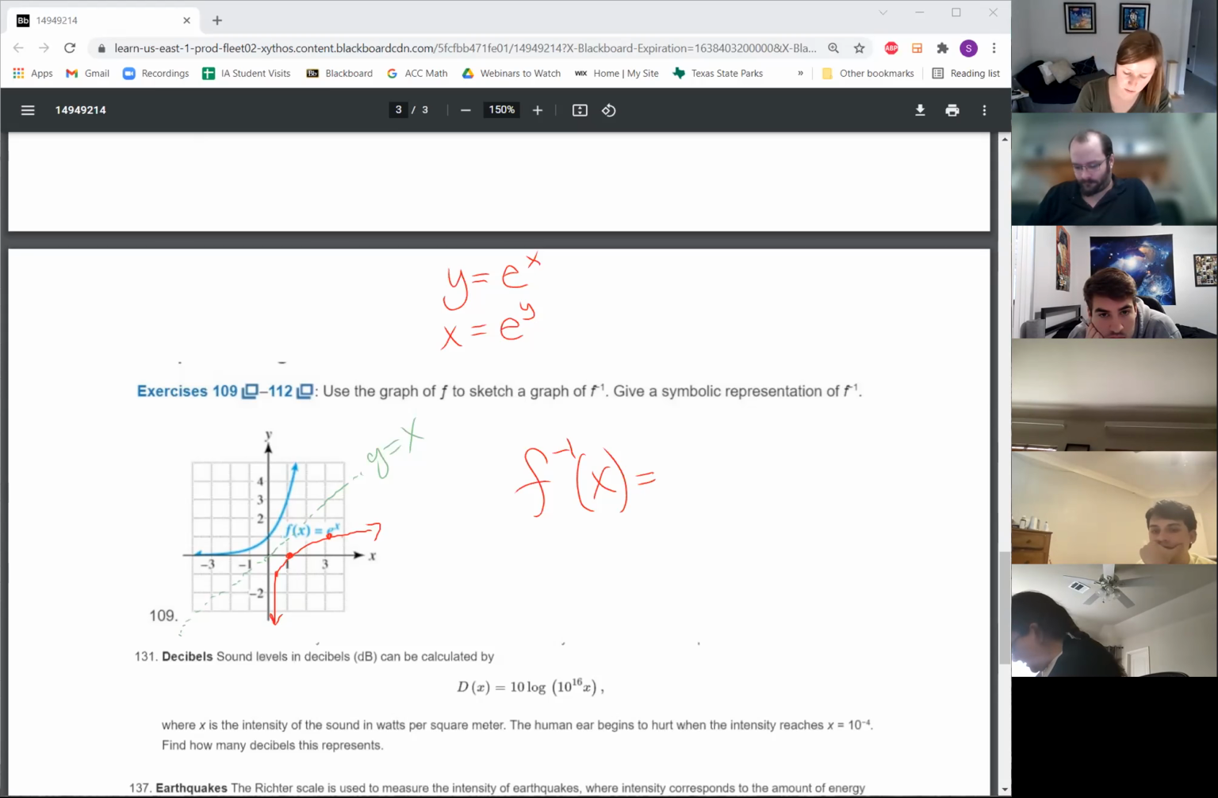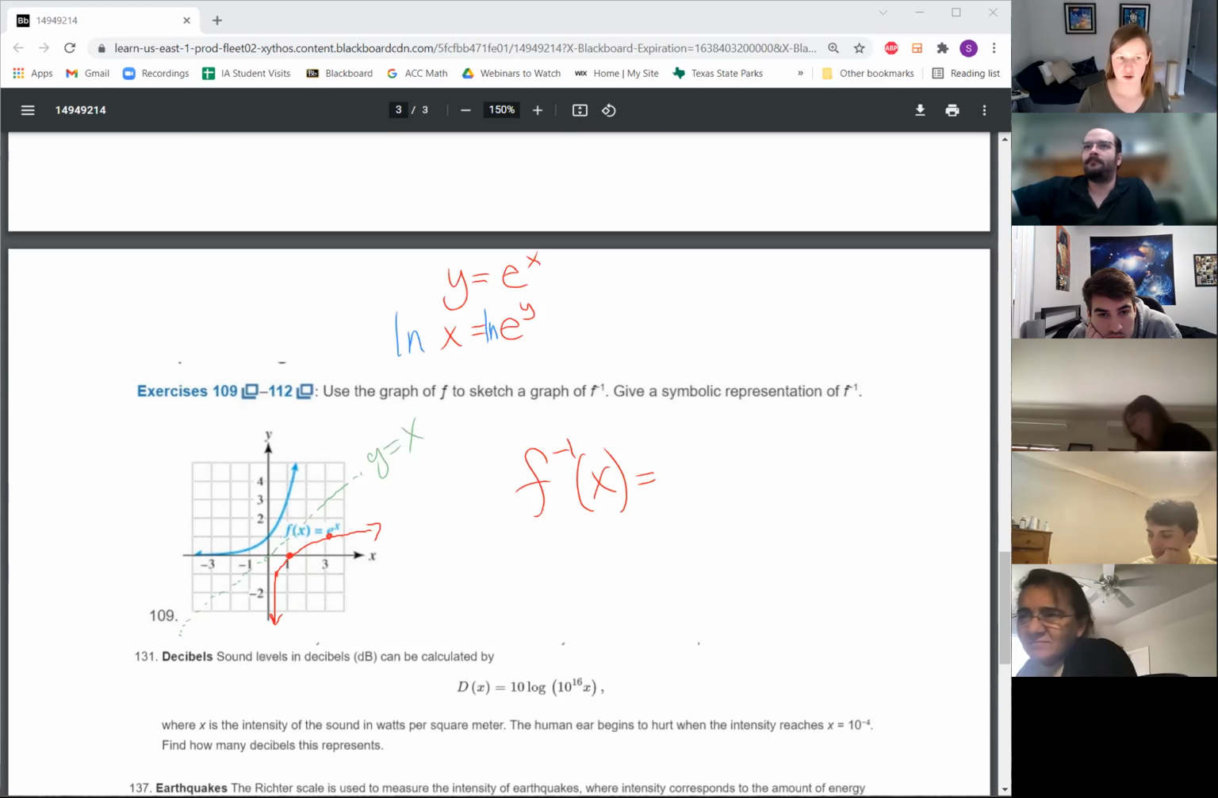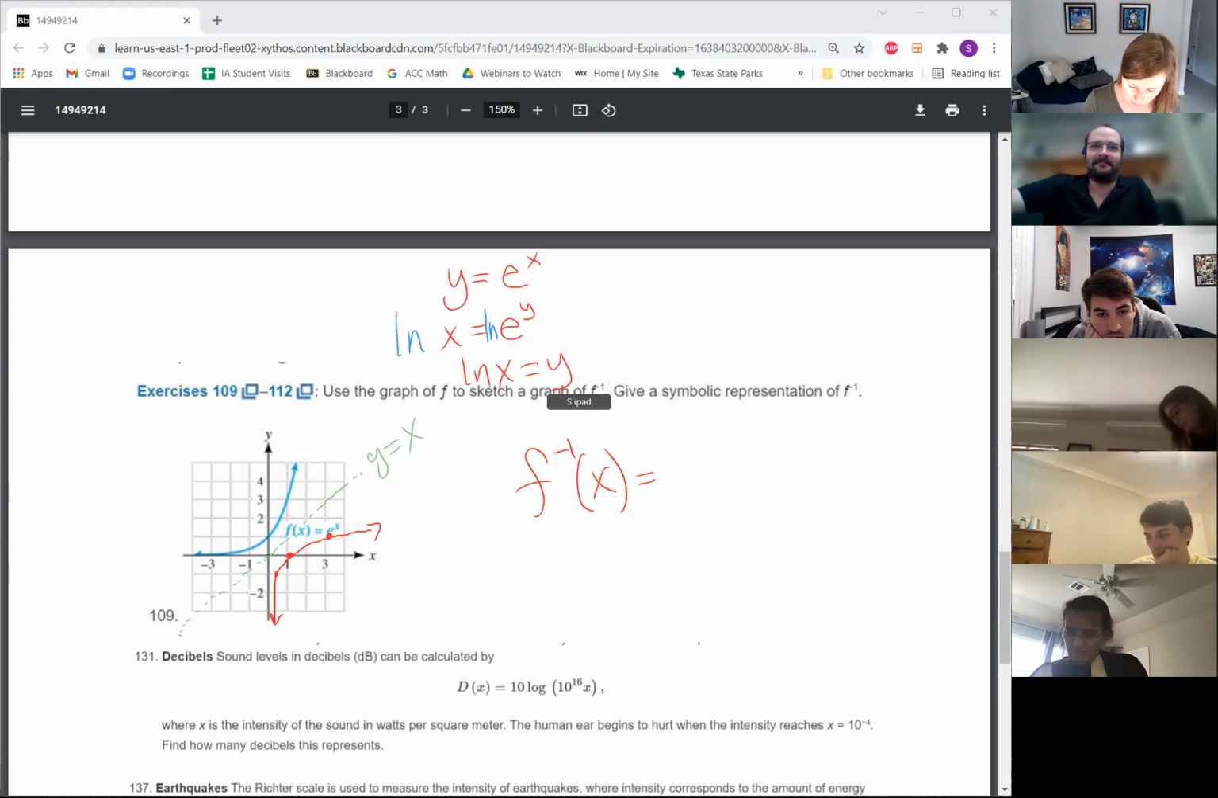So what you would do, if it wasn't in the video, is you would take the ln of both sides. Yes. Okay. And what is that right side? We did this earlier. ln of e to the y. What does that simplify to? Just y. Yep. So then we're done. So f inverse of x is ln of x. So that's the inverse. So for e to the x, the inverse is ln of x. They're inverses of each other.